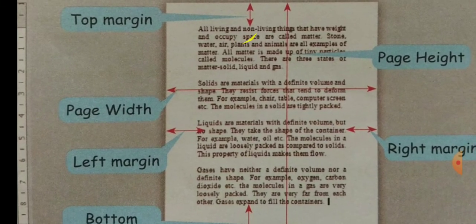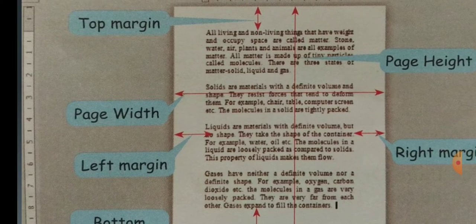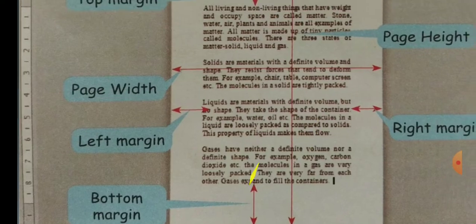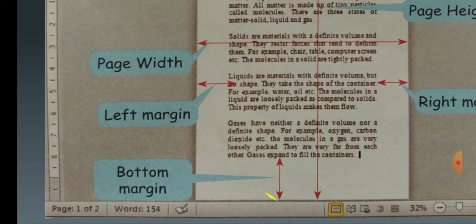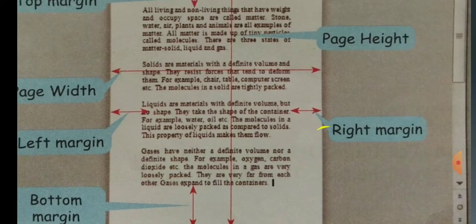this red arrow mark defines top margin. This arrow mark defines left margin. And this arrow mark, the down red color arrow mark, defines bottom margin. And this refers to the right margin. See, this is the space between the text of the document and the edge of the page.